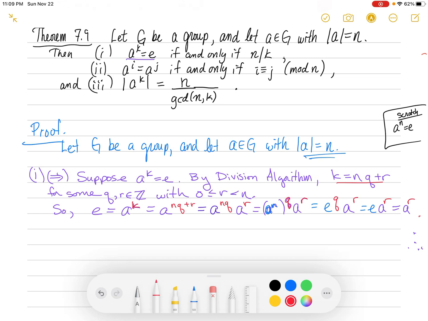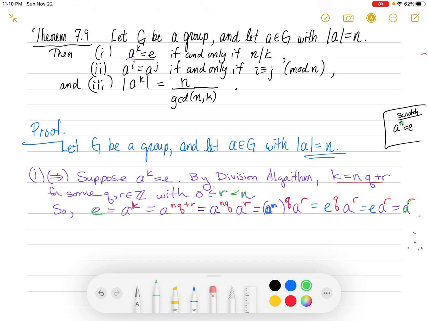So what have we done? We've shown that a to the r equals the identity, right? If you look at this, here on the left we have the identity. Here on the right we have a to the r. So we have a to the r is the identity. Now focus on this. Notice that r is less than n.